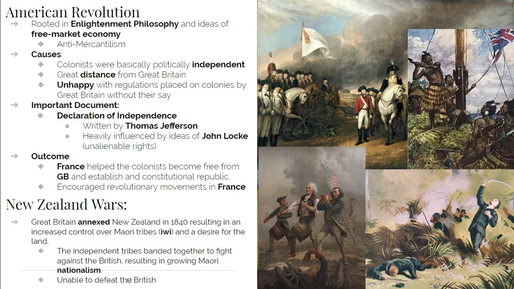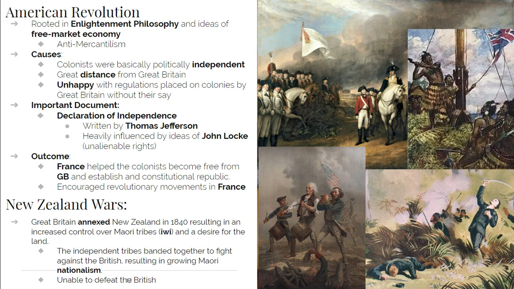Another comparison here, another experience with the English, occurs in what is today New Zealand. Great Britain annexes, takes over New Zealand in 1840, and they look to increase their control or assert their authority over the Maori tribes, natives of New Zealand.